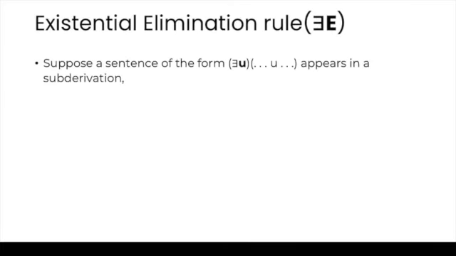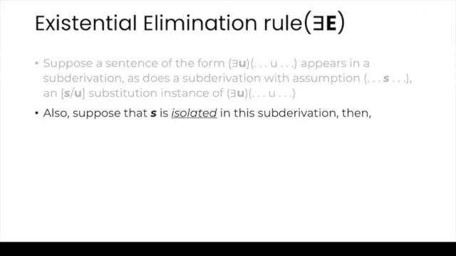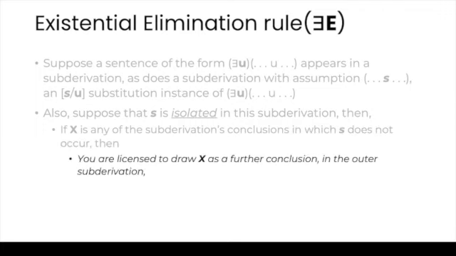Okay, now finally, let's give the official statement for the existential elimination rule. Suppose an existential sentence appears in a subderivation, as does a subderivation with an assumption involving the name S, which is a substitution instance of the existential sentence, replacing the variable U with the name S. Also, suppose that the name S is isolated in this subderivation. Then, if X is any of the subderivation's conclusions, in which S does not occur, then you're licensed to draw X as a further conclusion in the outer subderivation.